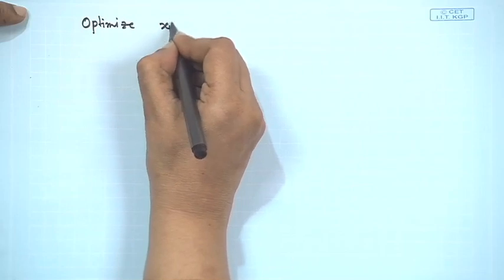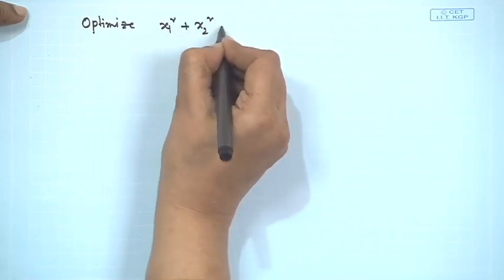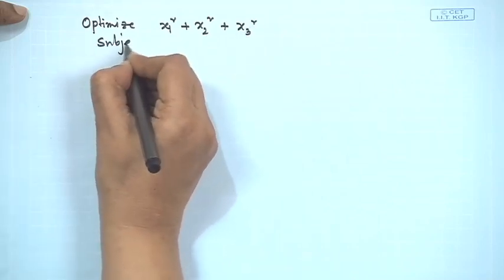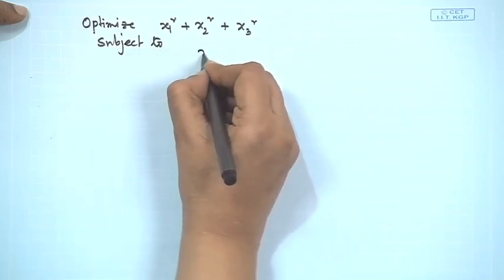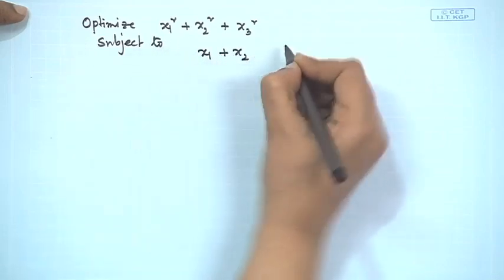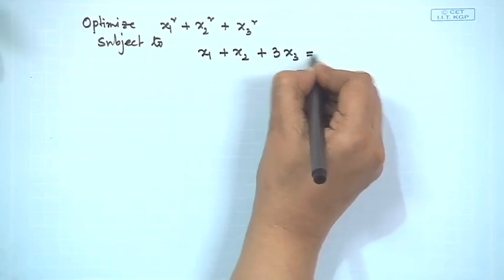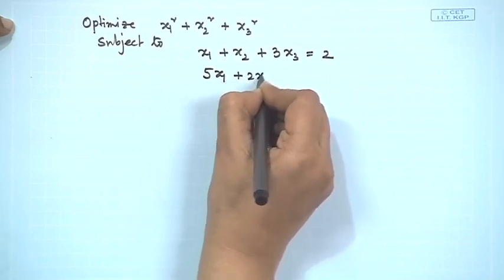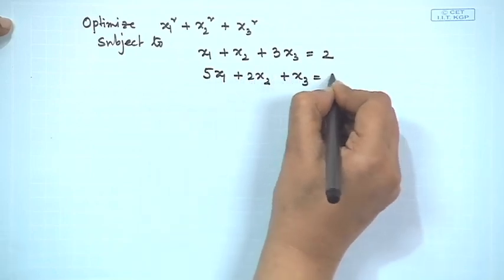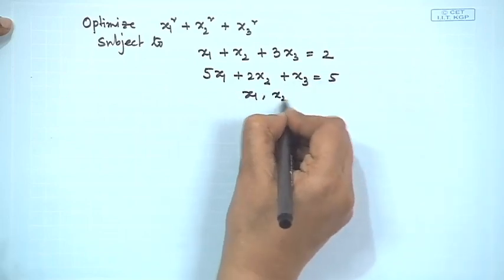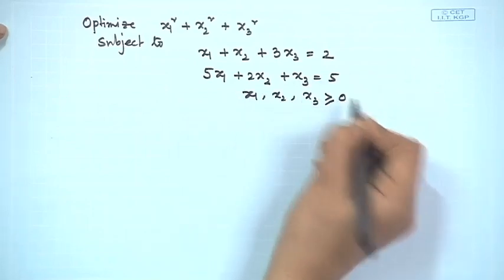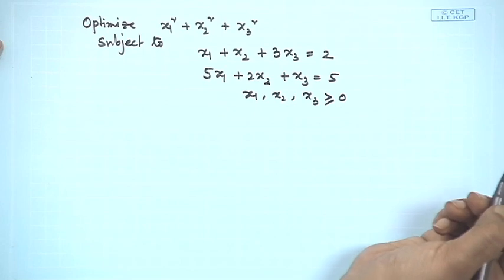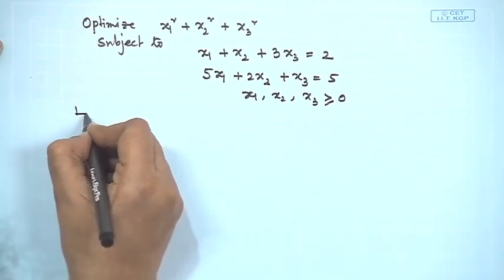optimize, subject to x1 plus x2 plus 3x3 equal to 2, and the second constraint is 5x1 plus 2x2 plus x3 equal to 5, and we have the non-negativity constraints on the decision variables. All right. Now, for solving this problem using the Lagrange multiplier technique, we need to formulate the Lagrange function.